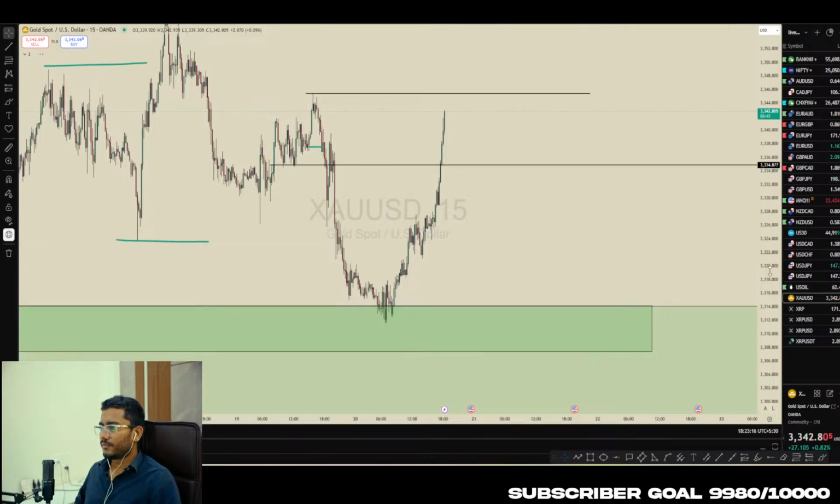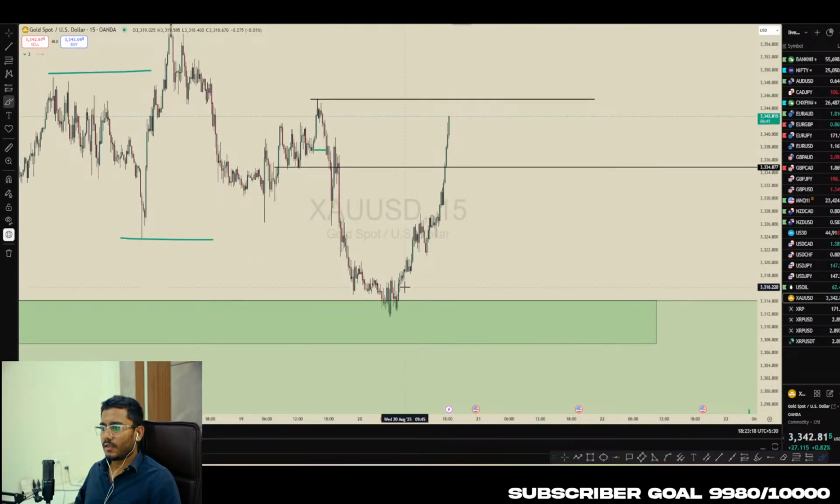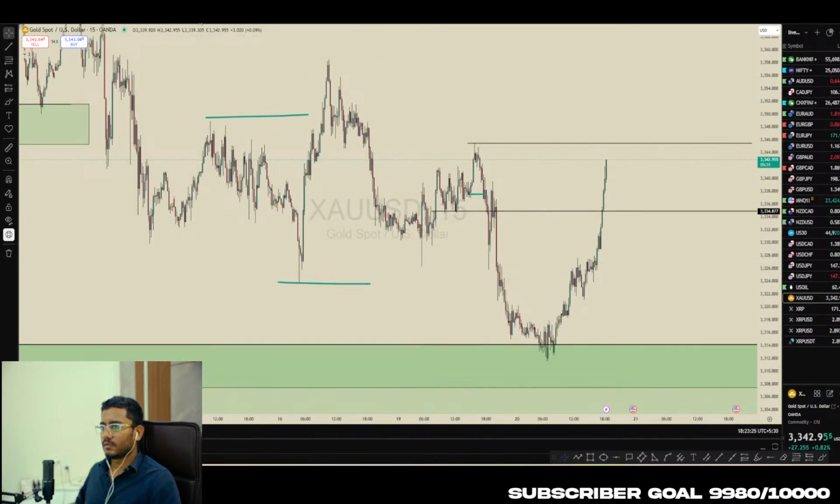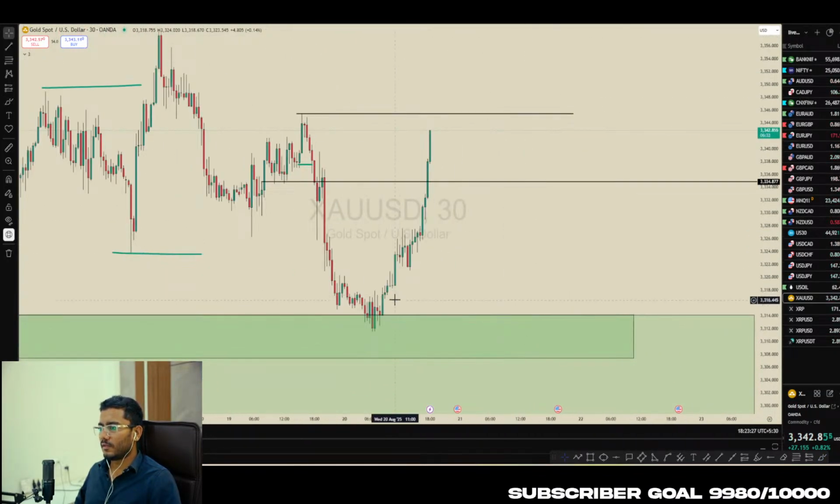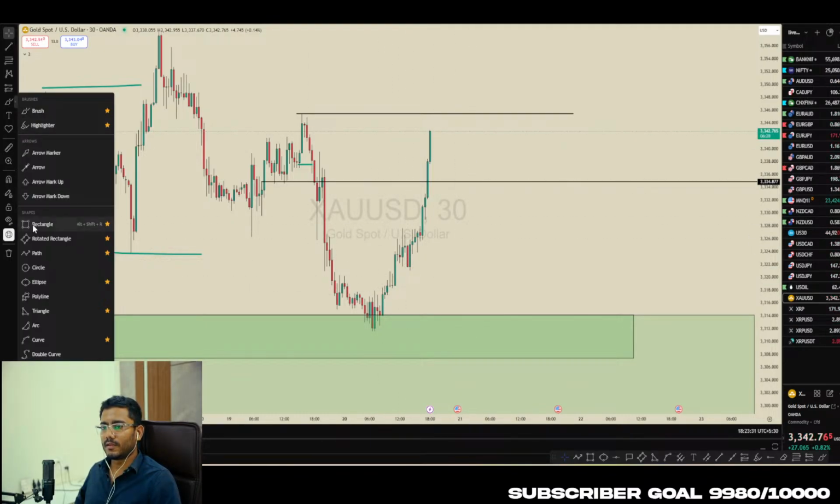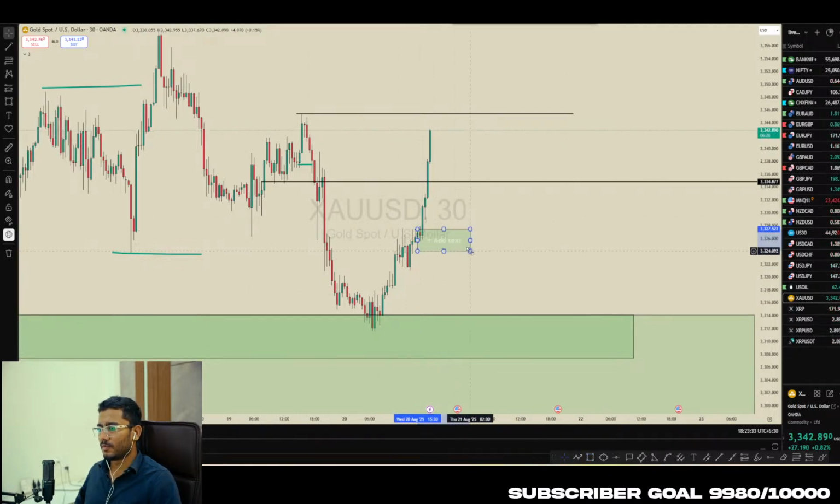So on gold, everything here is liquidated. We don't have any clear structure. If you look at this, there is no imbalance, nothing. There is no liquidity sweep. Only there is this 30-minute candle which took out the previous liquidity.